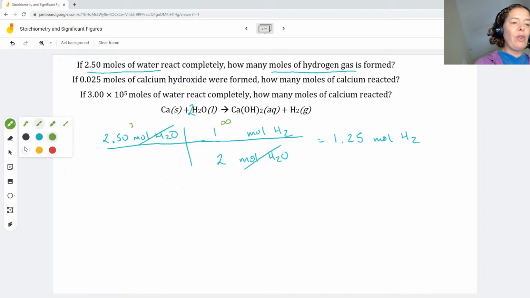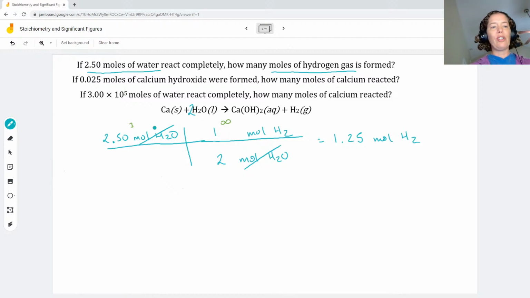Okay, let's move on to the next part of this question. If 0.025 moles of calcium hydroxide were formed, how many moles of calcium reacted? So again, I am given information about calcium hydroxide and I am asked about moles of calcium. I have switched molecules. I need to connect those with a balanced chemical equation, which we already have, so that's pretty easy. So I'm going to do stoichiometry, which means I need my mole ratio. And again, with this problem, we're starting in moles and we're ending in moles, which makes it really simple.